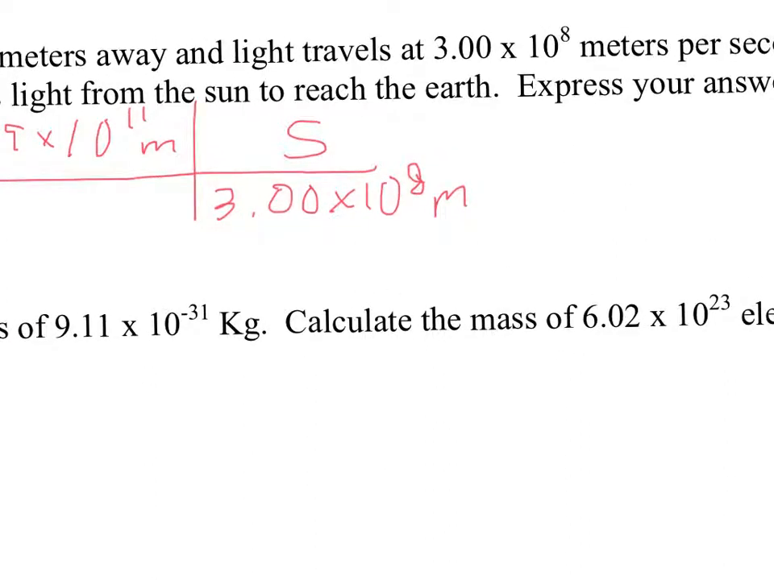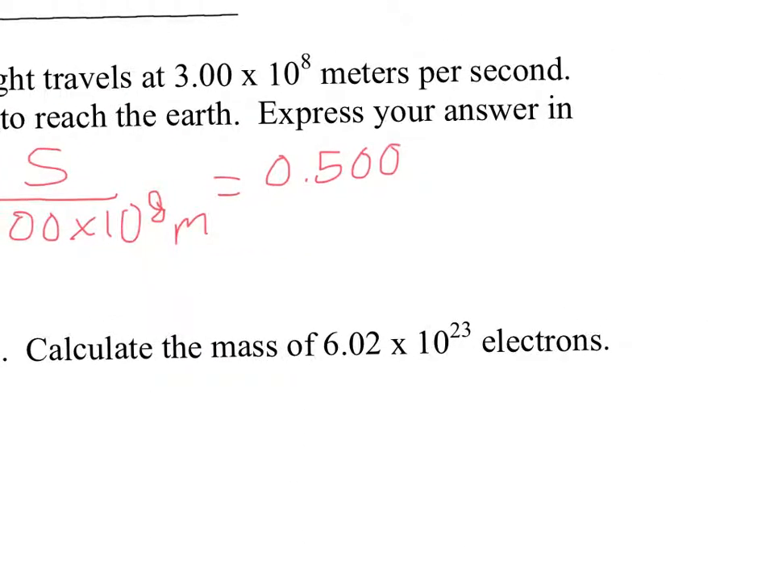If we operate just on the mantissa and we say 1.49 divided by 3.00, we end up with 0.500. The answer is actually 0.49666 repeating. If we look at our power, we have 10 to the 11th and subtract the 10 to the 8th, and we get 3. So this is 0.500 times 10 to the 3rd power, and our units are seconds.